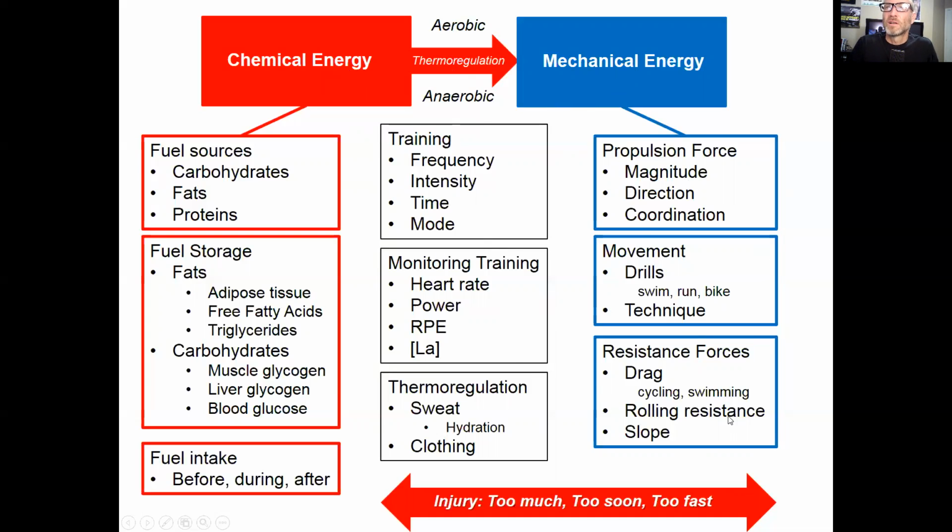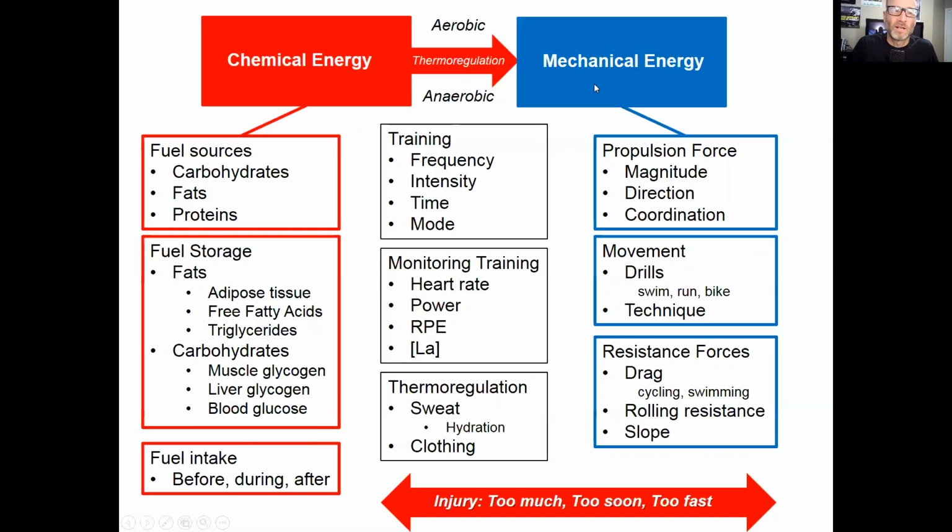If you're in 457, we'll focus on this part over here. And our chemical energy, we'll focus on carbohydrates, fats, and proteins, where that chemical energy is stored, and how to take fuel in, or when to take fuel before, during, and after, what type of fuel to take in. This is all covered in 457.